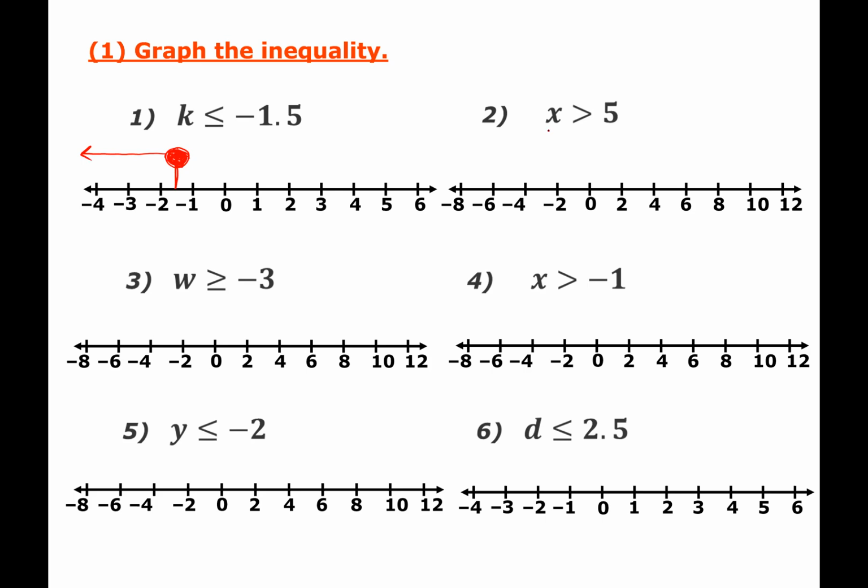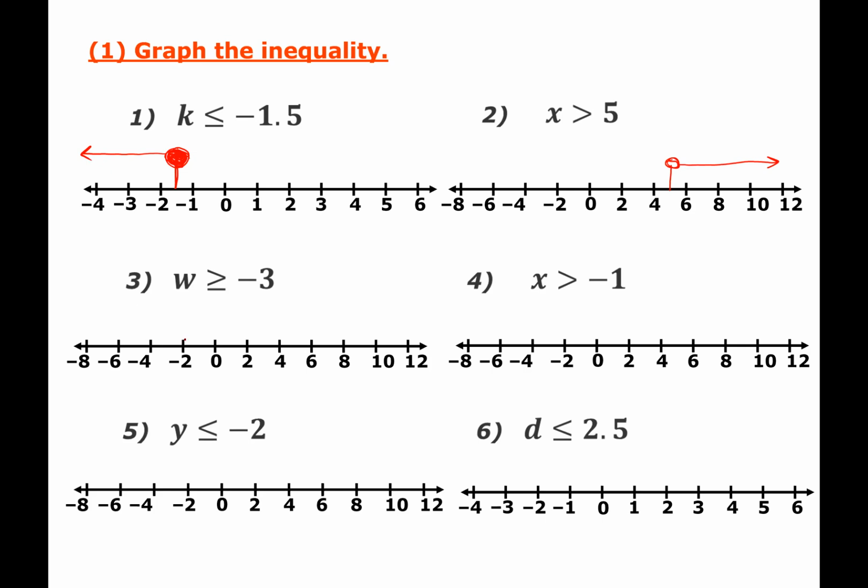Okay. Question 2, x is greater than 5, which means it will be between 4 and 6. Greater than means that it will go to the right, and the circle is unshaded because we do not have an equal sign.